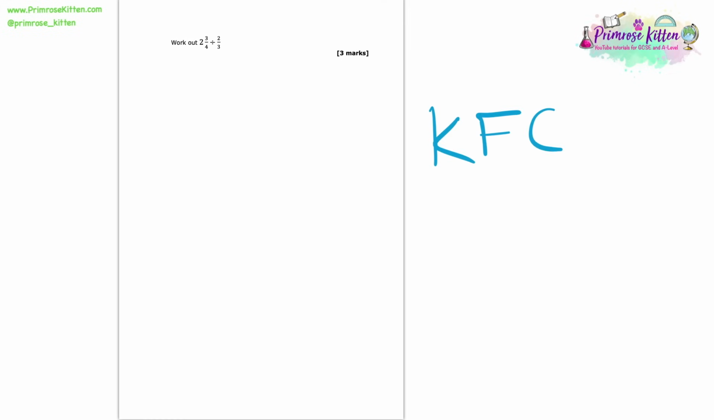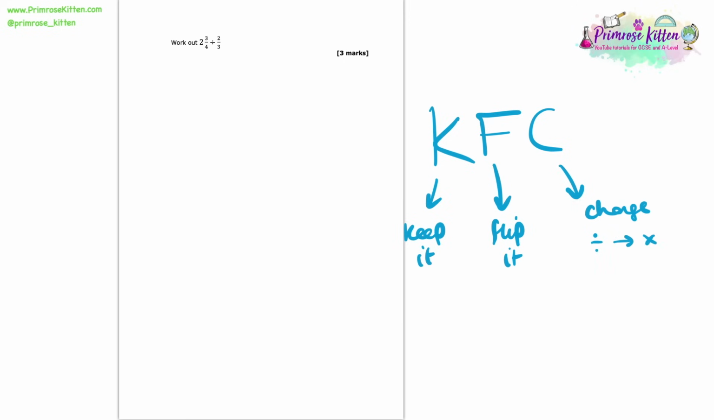KFC. What this tells us is we need to keep the first fraction the same. We want to flip the second fraction, and we want to change the sign from a divide to a times. So it is the keep it, flip it, change it rule, KFC. So we can apply that to what we have here.